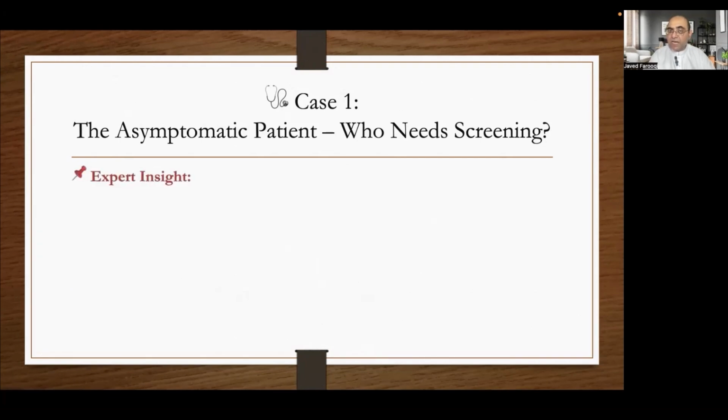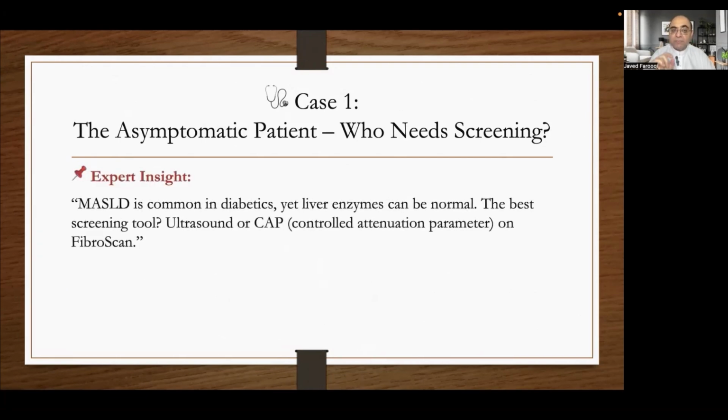The expert insight on this case is that MASLD is common in diabetics, yet liver enzymes can be normal. This is a catch point. The best screening tool is ultrasound or controlled attenuation parameter on FibroScan.